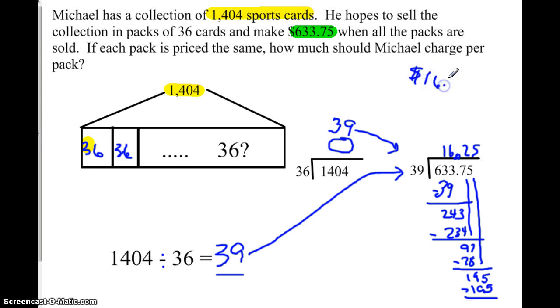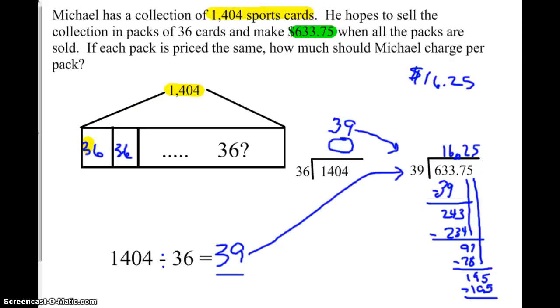$16.25 per pack. Okay, so does that make sense? It should. It's pretty straightforward. It's just a couple of steps. So total divided by cards per pack gives you number of packs, divided by how much money he wants to make, and that's how much he should charge. All right, moving on.